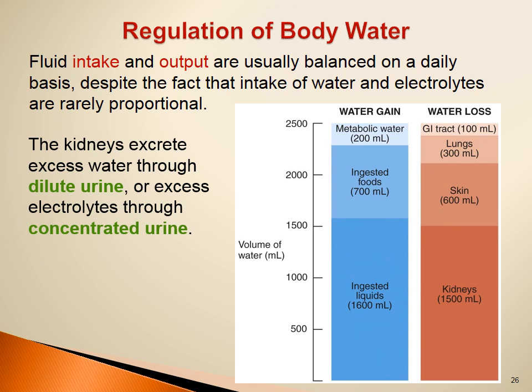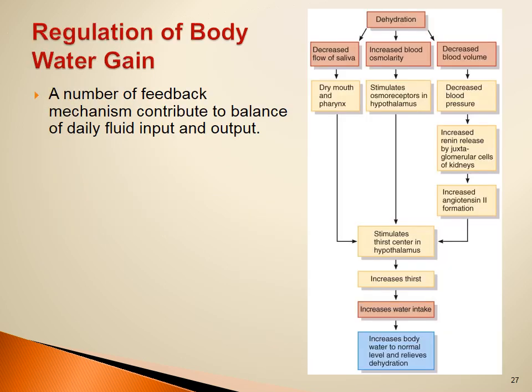So if we have excess water, we will excrete more dilute urine, and if we have excess electrolytes that we ingested in our drinks or meals, the urine will get rid of that excess in the form of concentrated urine. Both water gain and water loss are regulated. Let's talk about the regulation of water gain. A number of feedback mechanisms contribute to balance our daily fluid input and output.